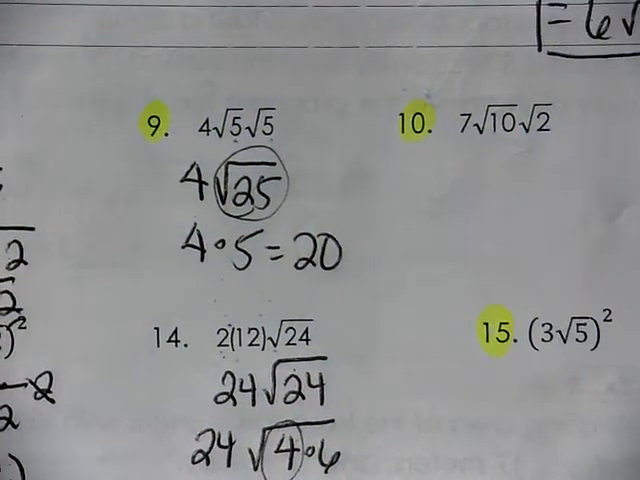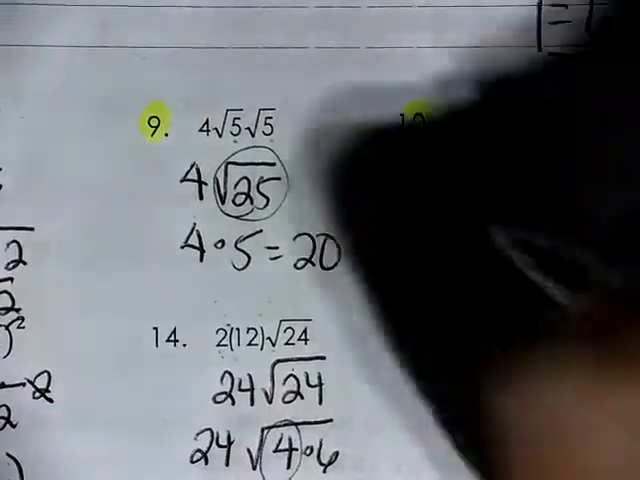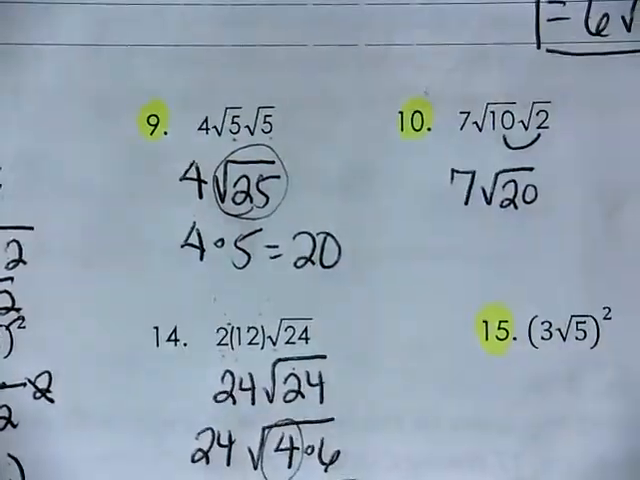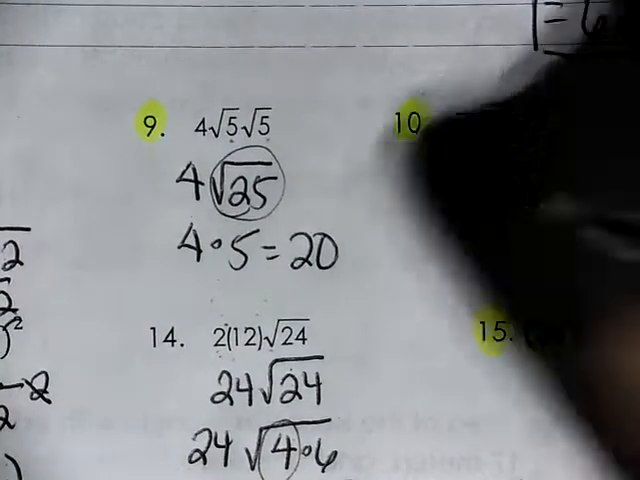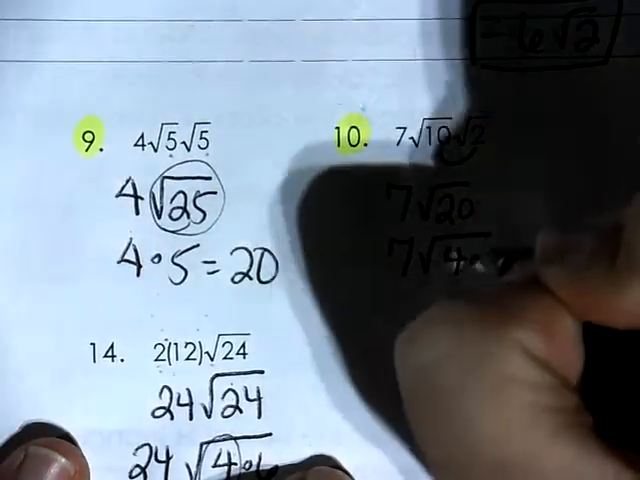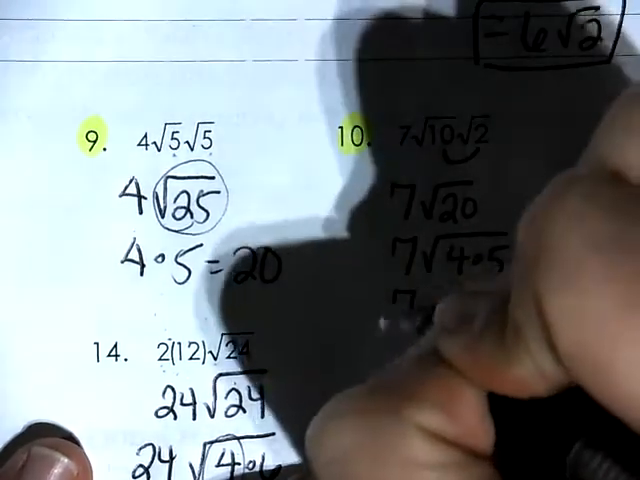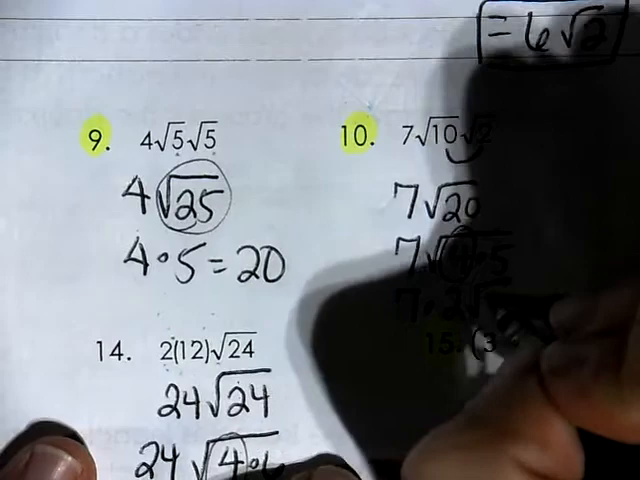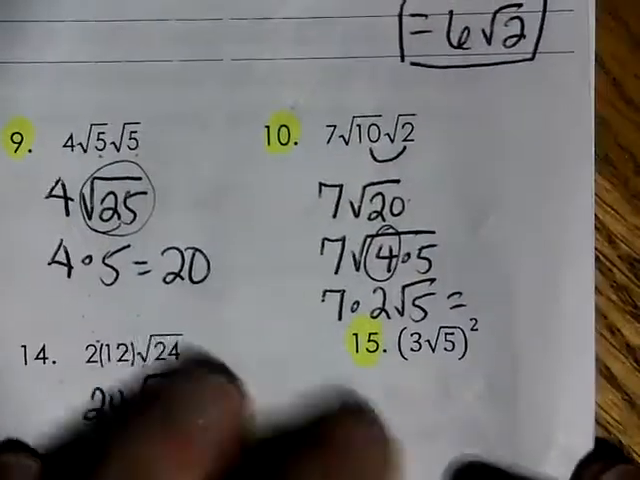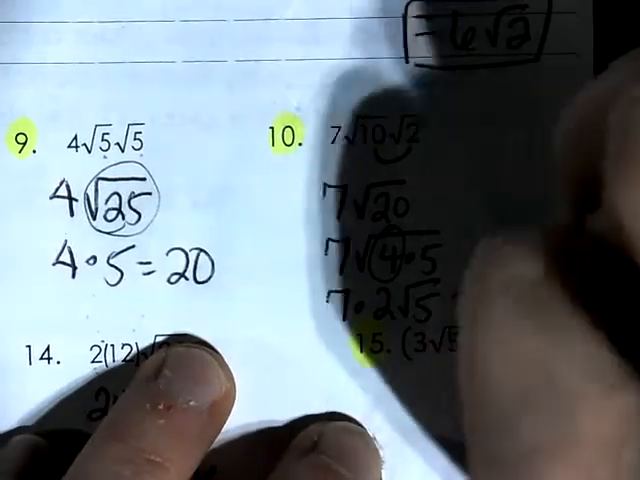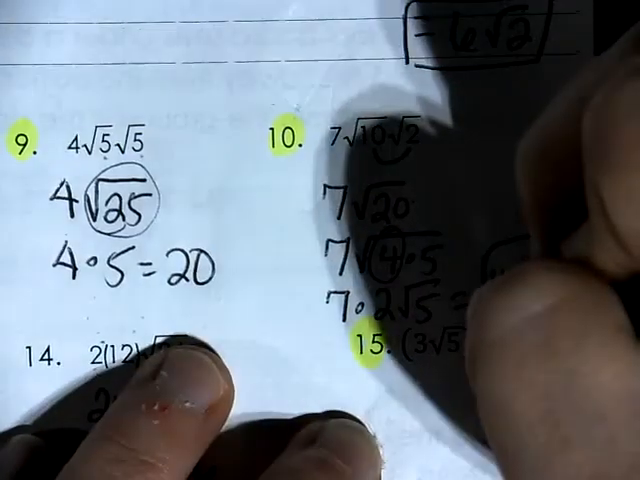Let's look at number 10. I'm going to multiply 10 times 2 to get 20. So this is 7 times the square root of 20. I know that 20 has a perfect square factor of 4. So this is 7 times the square root of 4 times 5. So this is 7 times the square root of 4, which is 2, times the square root of 5. 7 times 2 is 14. So 14 times the square root of 5 is my answer.